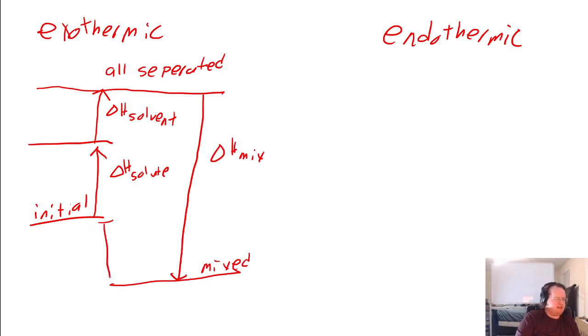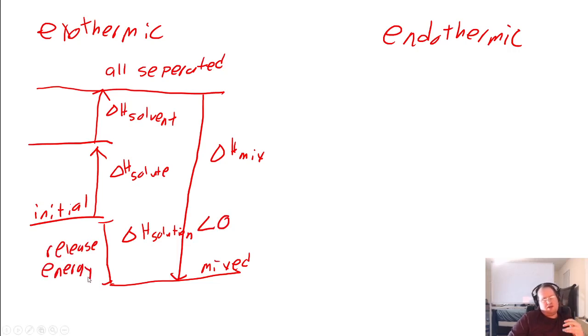If this difference here is negative, if the mixing is below the initial, this means that delta H solution is negative, so less than 0. So we release energy. This was like in 1211 when you mix the solid and the water and it dissolves and it heats up the solution because it's releasing energy to it. And that releasing of energy means that it is exothermic.